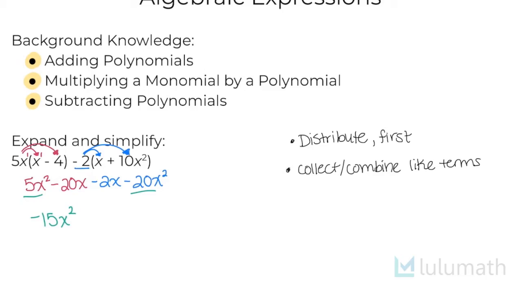Then I see I have a -20x, and what's like -20x is -2x. And -20 and -2 put together give me -22. And again, my variable stays exactly the same, so I have -22x. And this is my expanded and simplified answer.